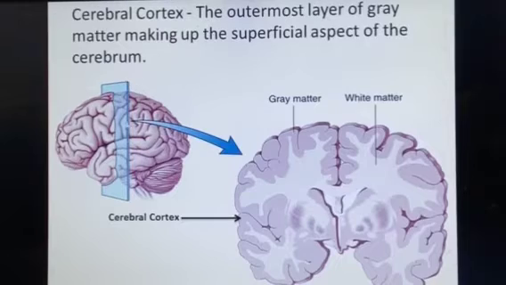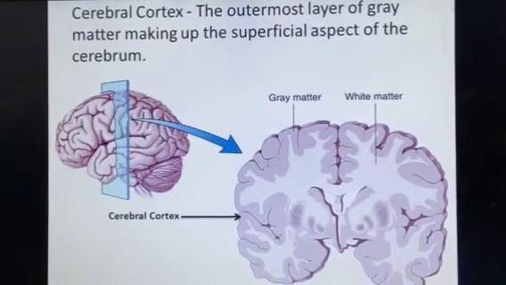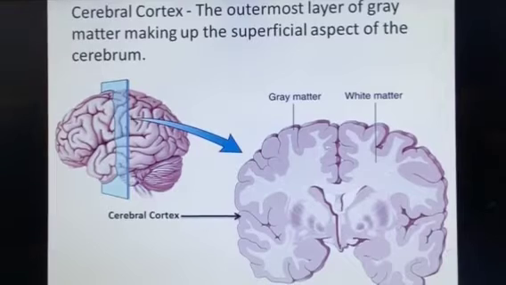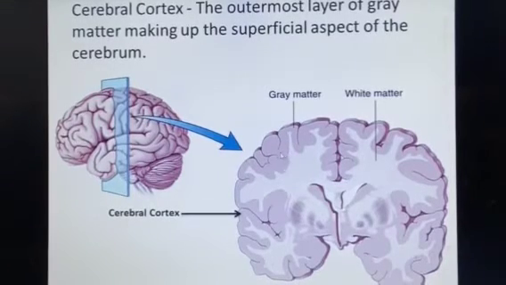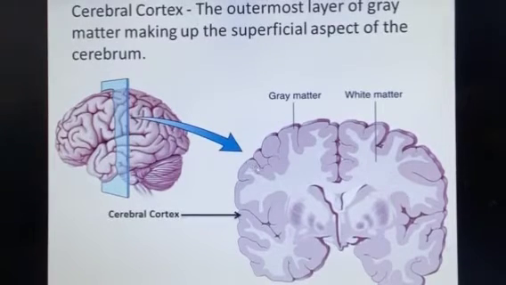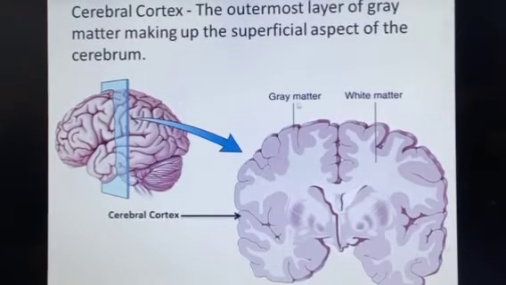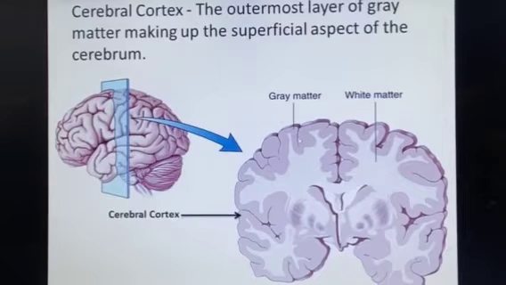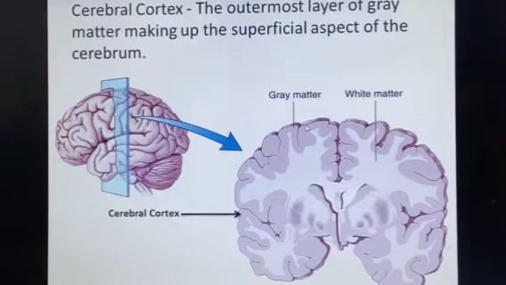Can you see this cutting? This is coronal section through the cerebrum, showing you this area. If you notice, at the outer part of the cerebrum, the matter is gray in color. We call it gray matter. It is formed by the nerve cells, a neuron.